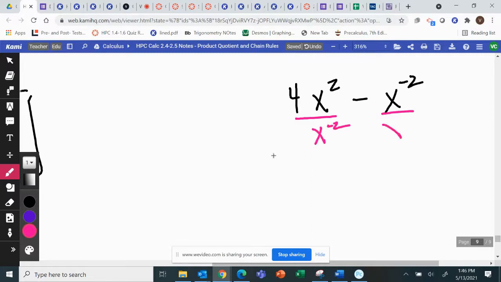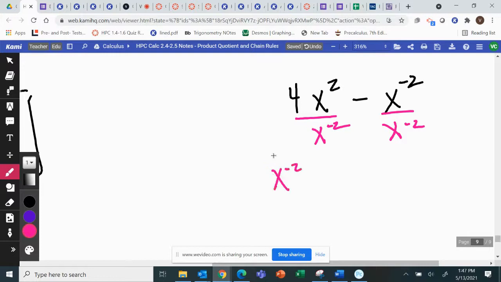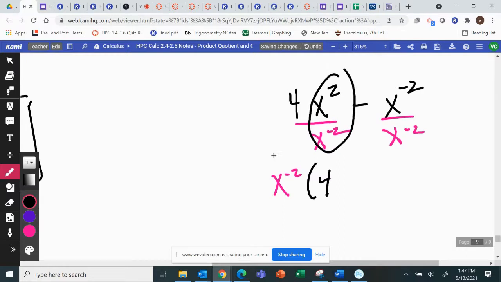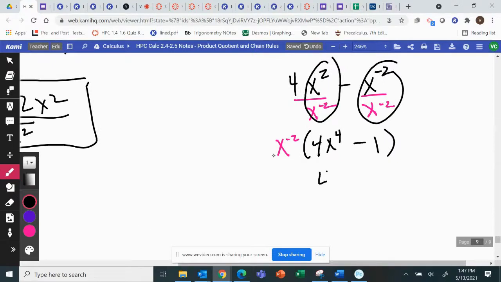X to the negative 2. I could factor out x to the second, but it's not going to make it as nice as factoring out the negative 2. So then I'm going to have x to the negative 2. I would have 4. What does this become here? X to the 4th, minus, and then this becomes 1. So that would be like 4x to the 4th minus 1 over x to the 2nd.